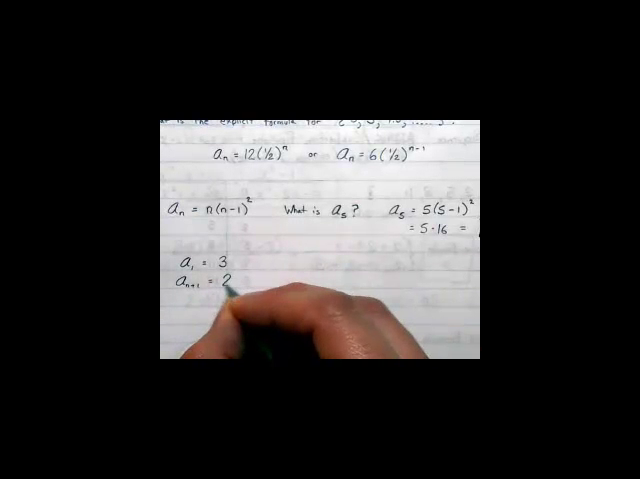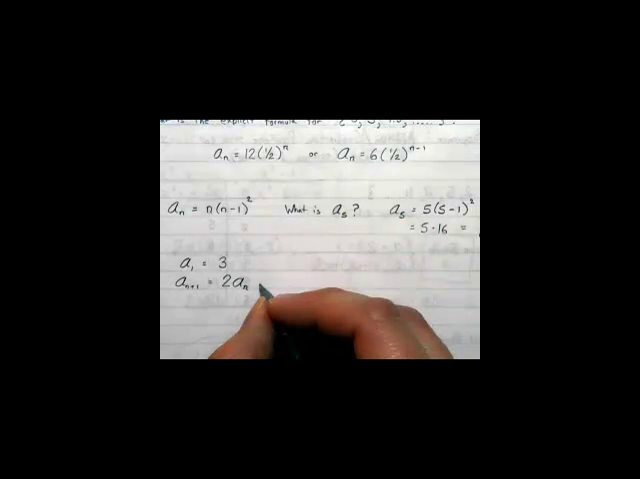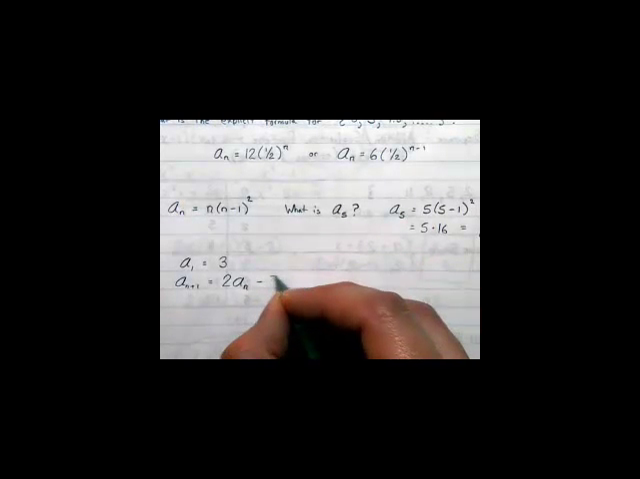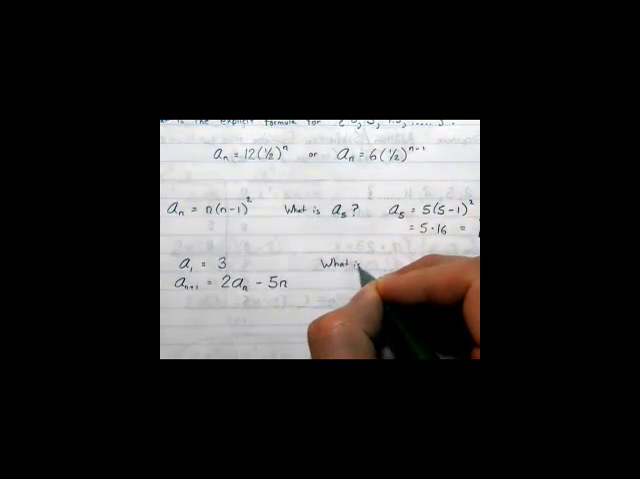Okay? They could also give it to you recursively. Maybe you've got some kind of funny-looking recursive one where it's something like a sub 1 equals 3, a sub n plus 1 equals 2a sub n minus 5, and they could even throw in an n like that. So it's not only using a previous term, but it's also using whatever n you're at. So for this one, we'll keep it a little simpler. What is a sub 3?